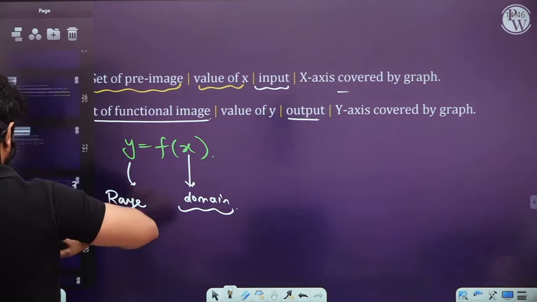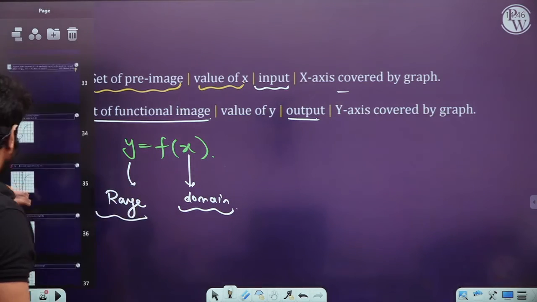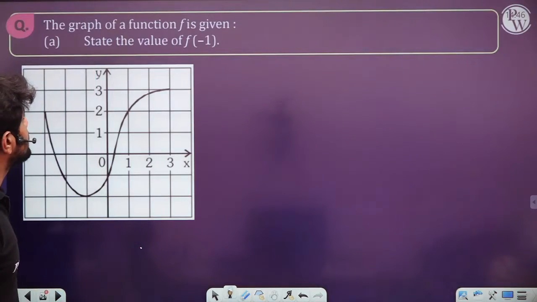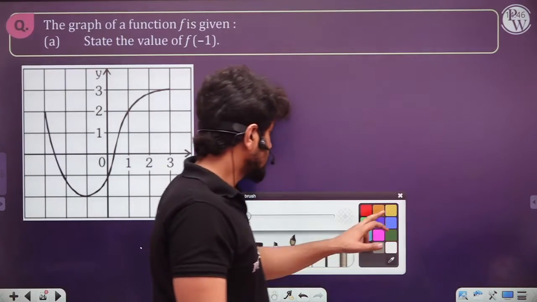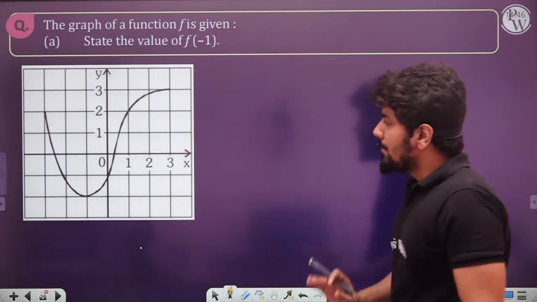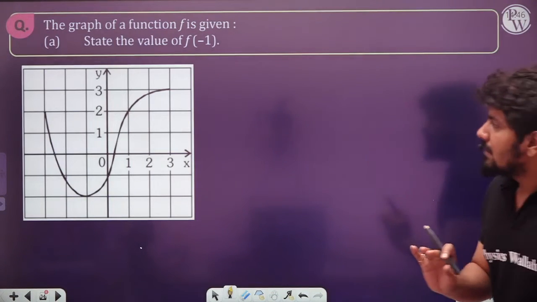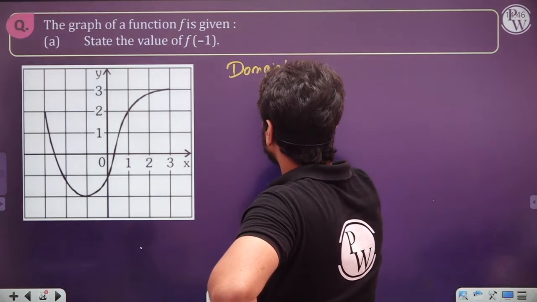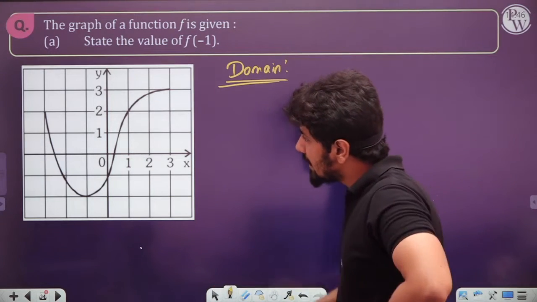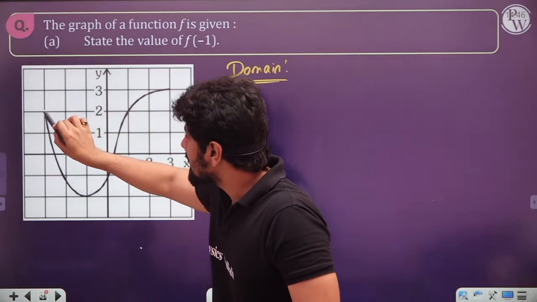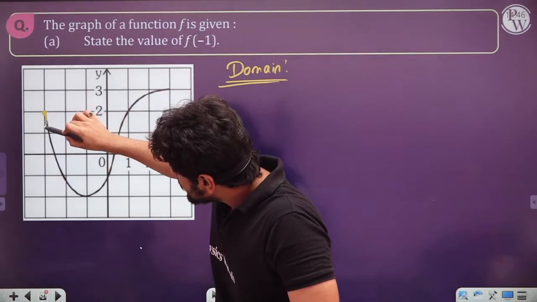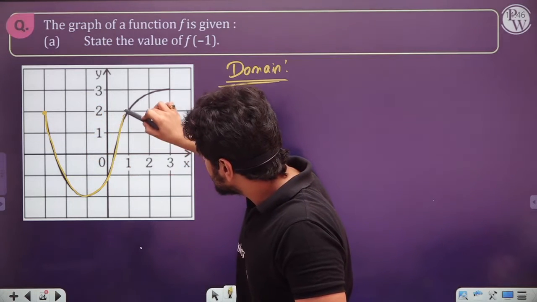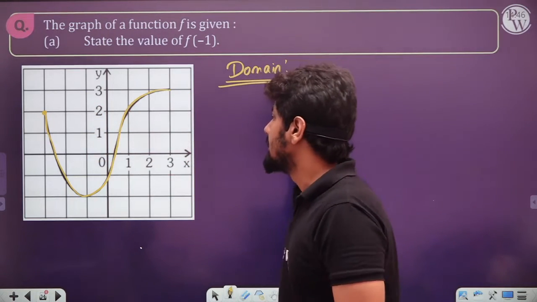Now, let me show you a graphical example. Suppose a graph is formed like this. Now, by looking at the graph, what can you say? What is the domain of this graph? First of all, what is the domain of this graph? See, the graph is like this. It is starting from this point. Then it is going downwards. Then this is the graph.